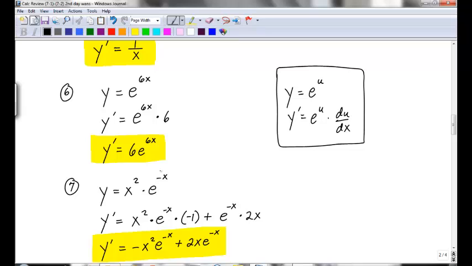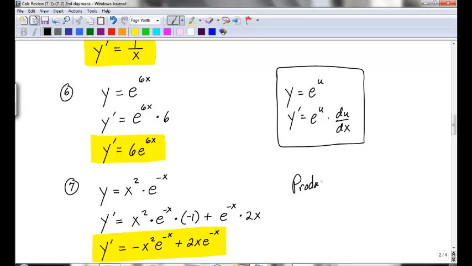Then product rule says plus. Leave the second one the same, so that's e to the negative x times the derivative of x squared, which is 2x. They will move this negative 1 out front, so you end up with negative x squared e to the negative x plus, and then they will probably move the 2x out front, 2x e to the negative x. So I would star that product rule.